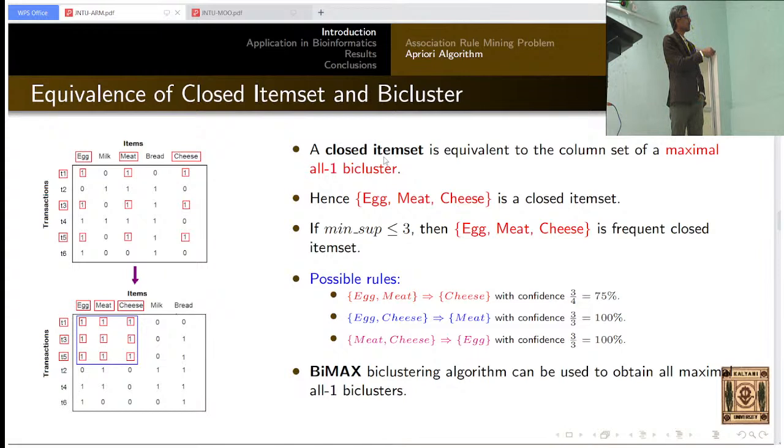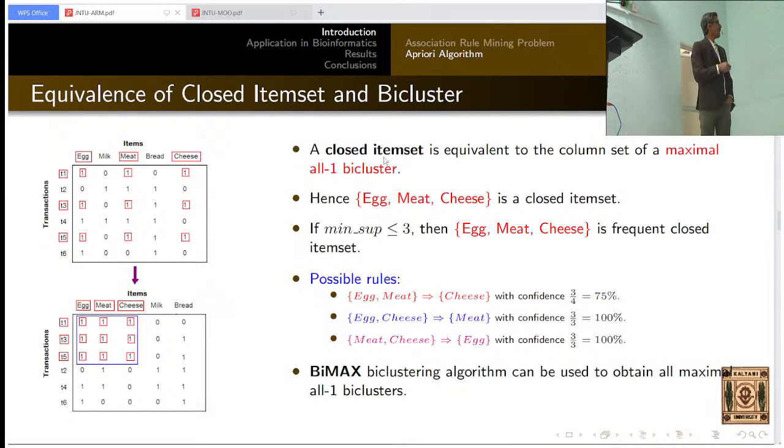How many transactions are there where all these three appear? These are the three transactions, so support is 3. But if you take any other column with it, its support will be less than 3. So if you have a maximal all-one bicluster or all-one submatrix, then the columns of that submatrix will be a closed item set.